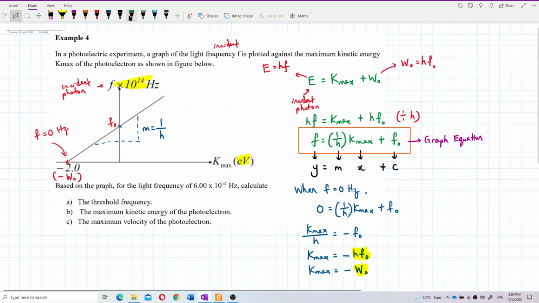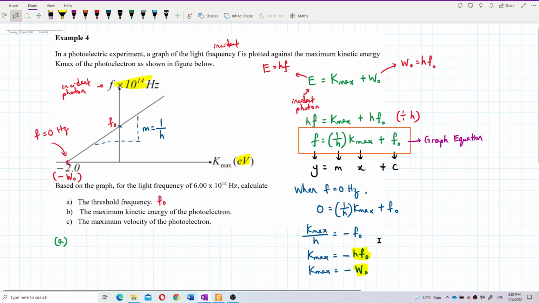Now question A, he asked to find the threshold frequency. Should be easy. The threshold frequency is actually F naught. So what is F naught? Let's do it. F naught is actually the y-intercept, but it doesn't give you any value for the y-intercept. So you cannot find the F naught from the y-intercept. You can find the F naught from the x-intercept, because the x-intercept is W naught.